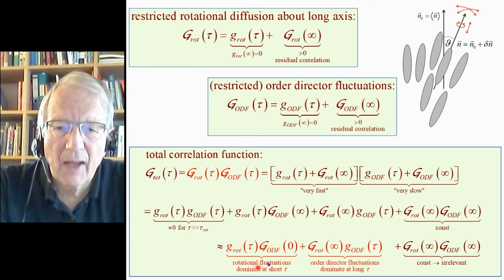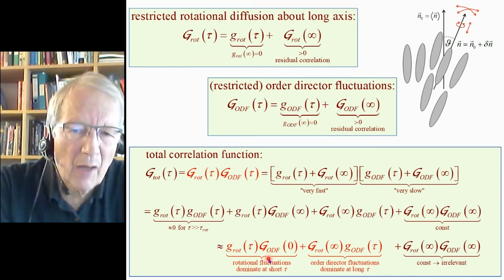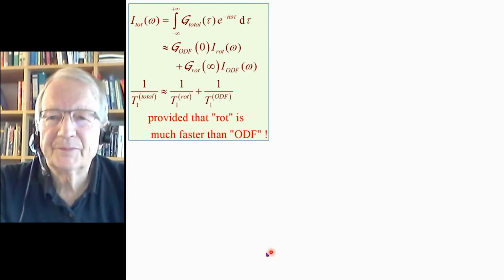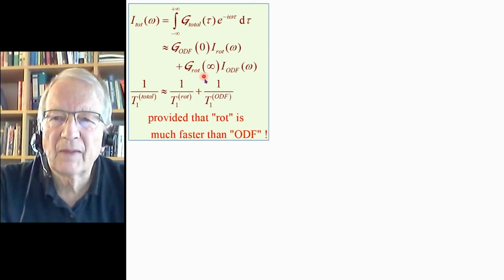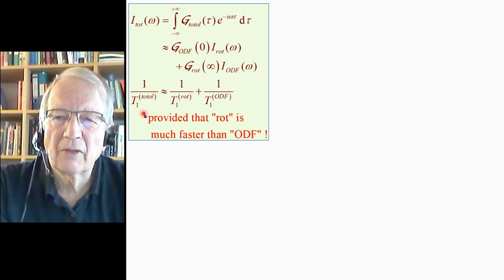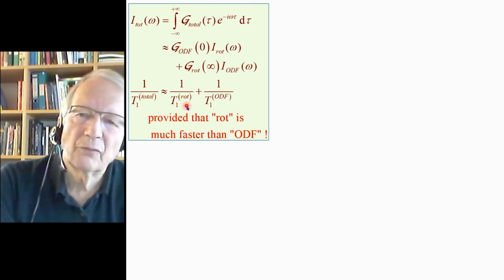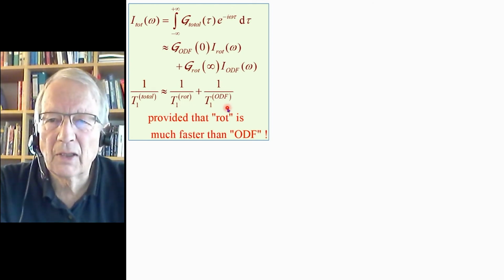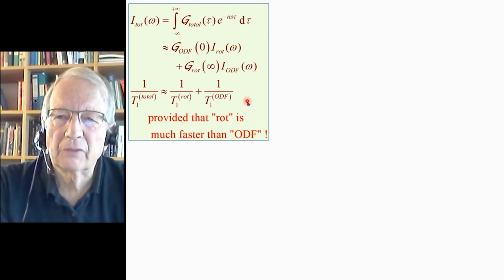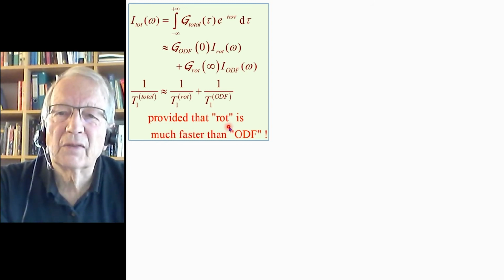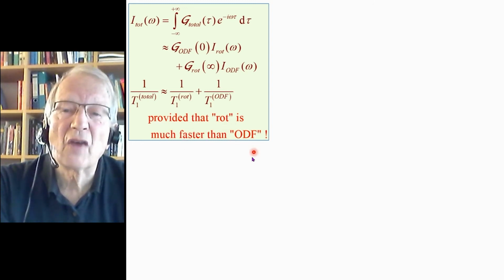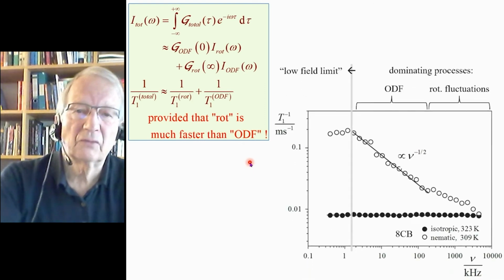So in this case, we have a sum indeed as an approximation. And this means that the spectral density will also be a sum, and consequently we have a total relaxation rate, which is a sum of the relaxation rate for rotational diffusion and a relaxation rate for order director fluctuation. But important, it's an approximation, and the condition is that the rotational diffusion is much faster than order director fluctuations.